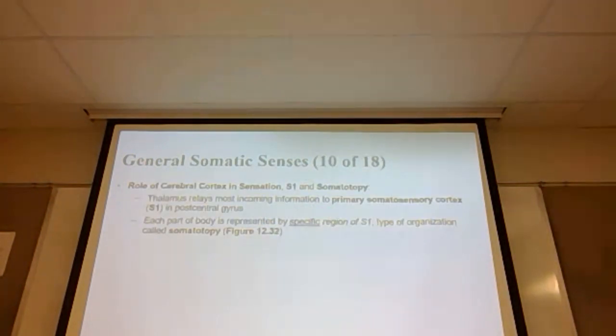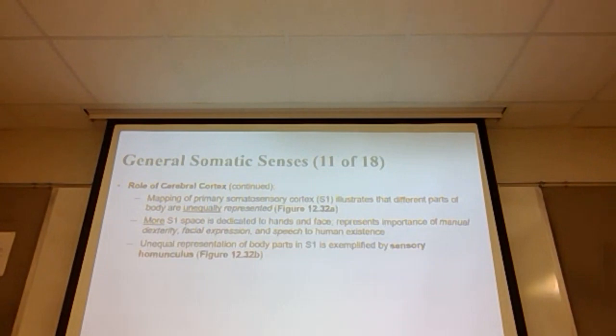The thalamus relays most incoming information about touch to the primary somatosensory cortex, S1, in the postcentral gyrus. Each part of the body is represented by a specific region of S1, a type of organization called somatotopy. The mapping of the primary somatosensory cortex illustrates that different parts of the body are unequally represented.